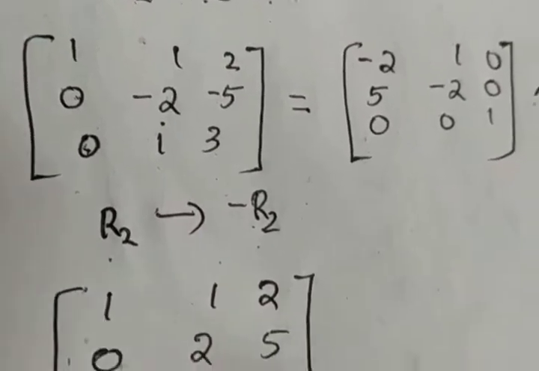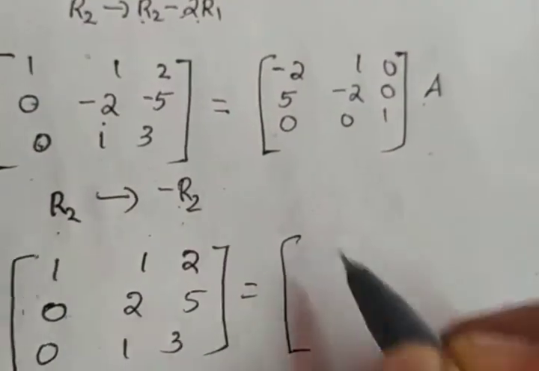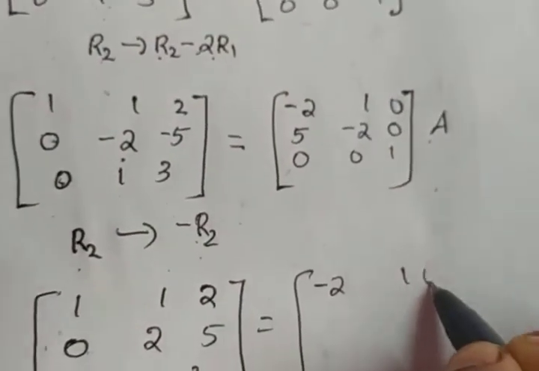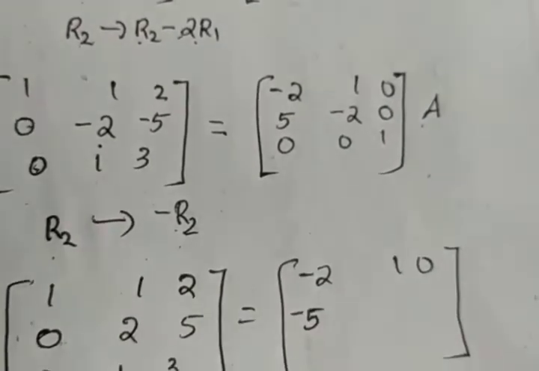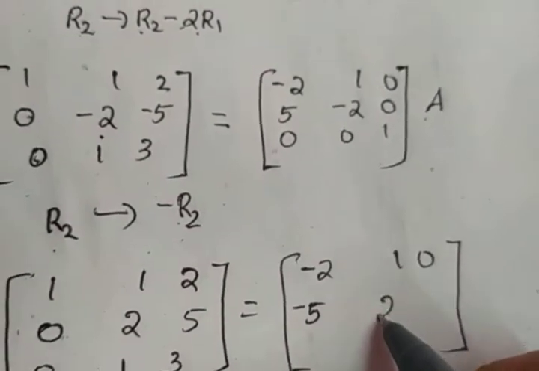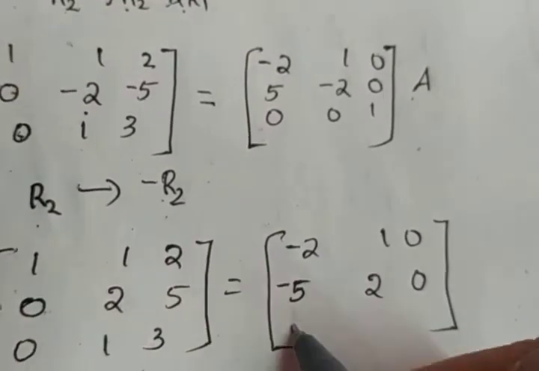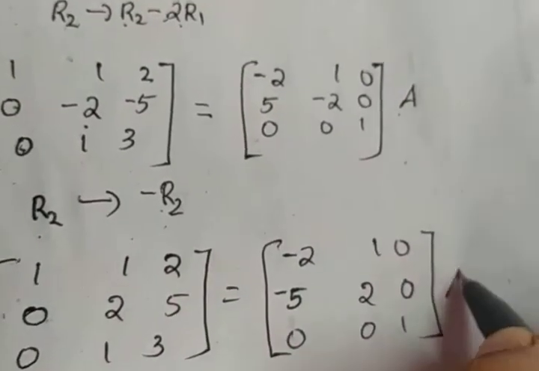Third row remains the same: 0, 1, 3. And on the right side first row is the same: minus 2, 1, 0. Second row we have to change the negative. So 5 will become negative 5, minus 2 will become 2, and 0 is the same. Third row is the same: 0, 0, 1 into A.